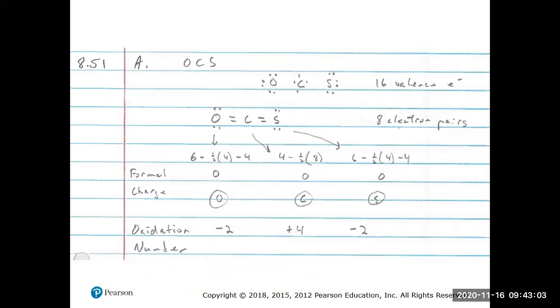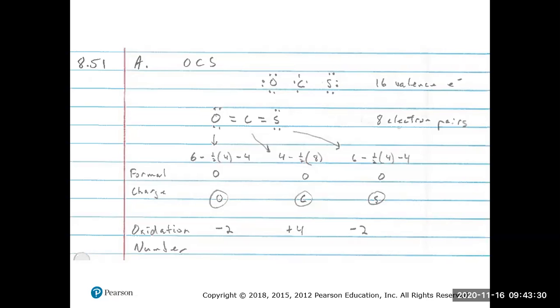If we look at OCS to try and figure out what this would be, this is an example of using the formal charge. And so if we take a look at this potential structure, first thing we would do is we would look at the individual atoms that we're working with. So we have oxygen, carbon, and sulfur.